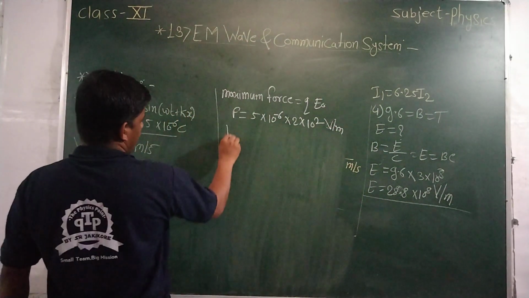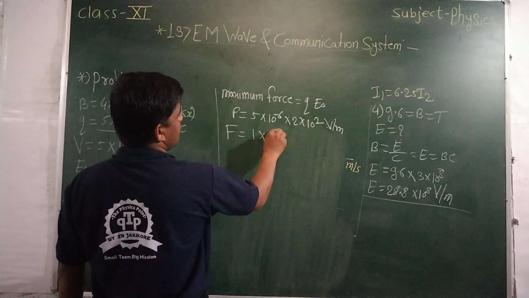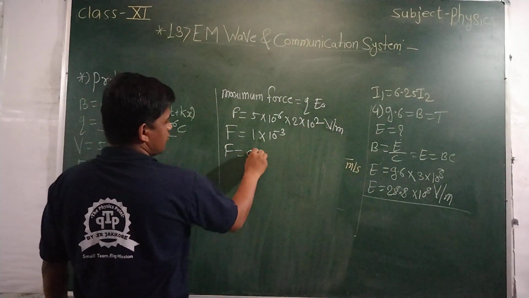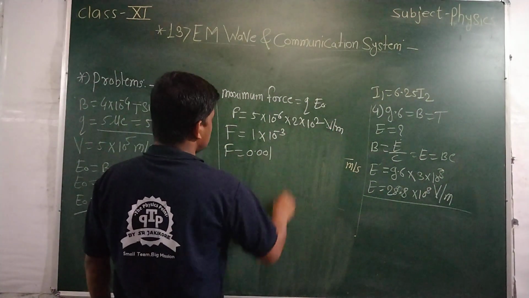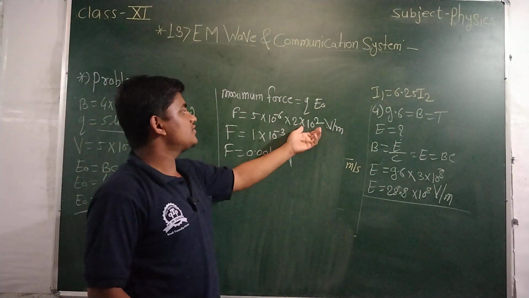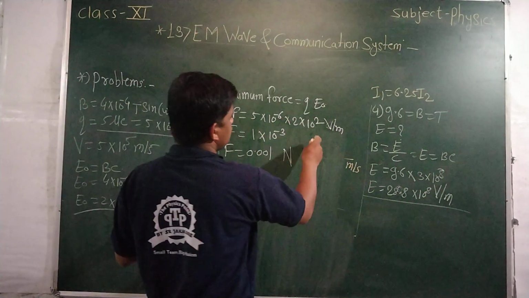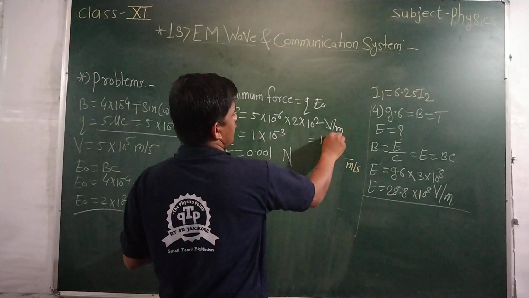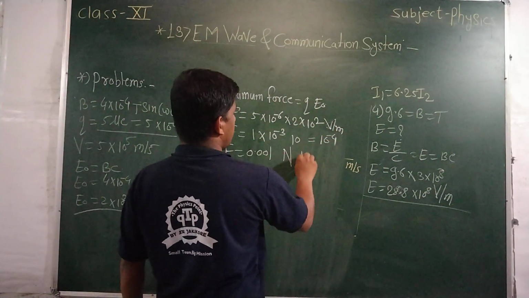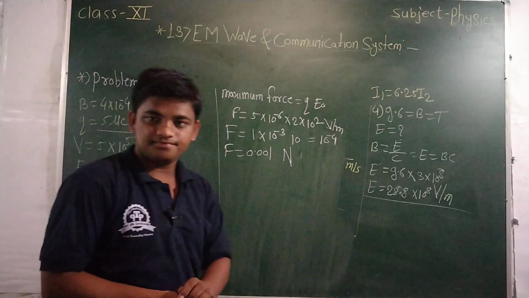Then the maximum force experienced is 1 into 10 raised to minus 3, that is F is equal to 0.001 Newton. How is it converted here? 10 raised to 2 plus 10 raised to minus 6 gives 10 raised to minus 4, and 2 into 5 is 10, 10 into 10 raised to minus 4 is 1 into 10 raised to minus 3, and this is how we get it.